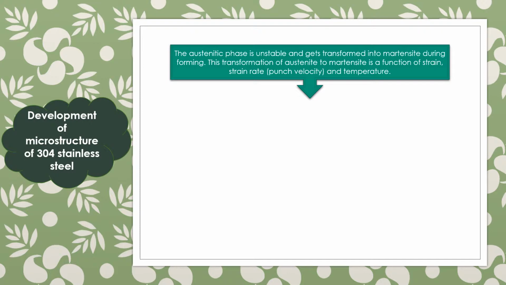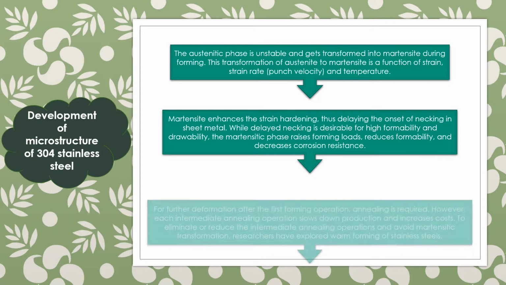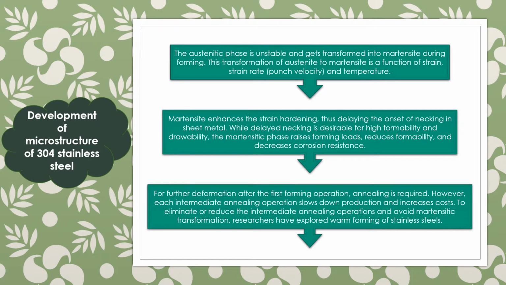The austenitic phase is unstable and gets transformed into martensite during forming. This is due to strain rate and temperature. Even though martensite enhances strain hardening, which causes the delay of necking, the martensitic phase raises forming load, reduces formability, and decreases corrosion resistance. For further deformation, annealing is required. However, this will cause production to slow down and cost to increase.